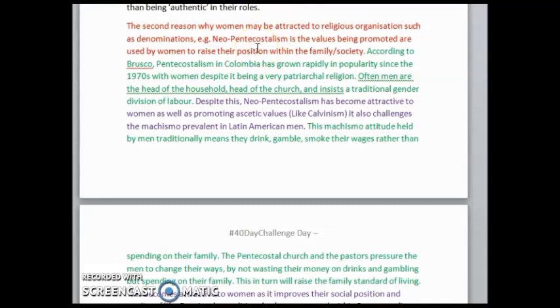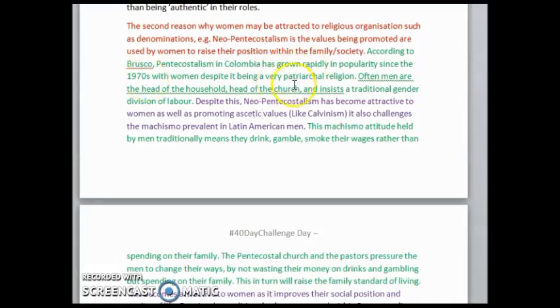So we've got a clear wording from the question, and we've identified why they are being attracted to denominations such as neo-Pentecostalism, because they are using it to raise their position within the family or improve their position within society. Then we start to explain it. So we're backing it up with Brusco's research of Pentecostalism in Colombia and why this is growing in popularity since the 1970s with women. Okay, which is exactly what the question is asking.